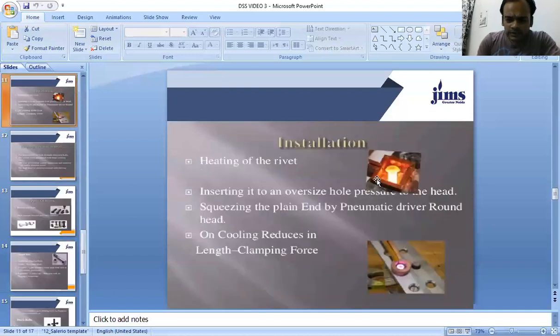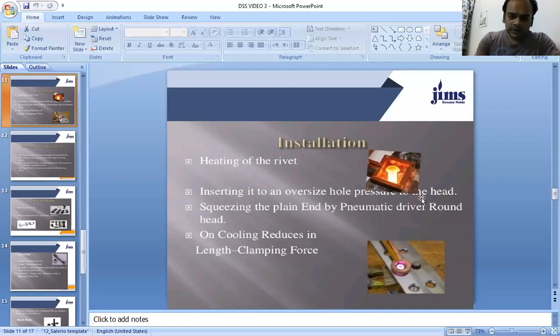So this is the process of riveting. How do we do it? We first heat the rivet, then we insert the rivet into these holes, and we start hammering on the flatter side of the rivet where there is no head. While hammering, when the head appears on the shank, it means the rivet is connected to the plate from both sides.